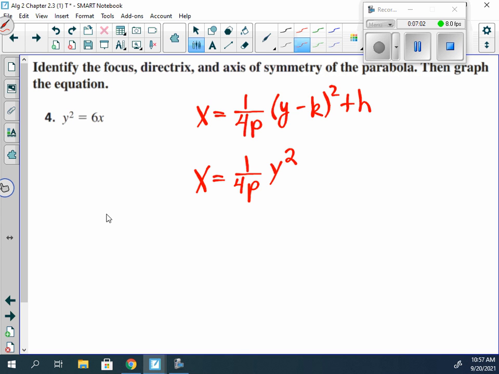Well, as we've seen already, the vertex is still 0, 0. The vertex for this here is 0, 0. So really, we're just looking at x is equal to 1 over 4p y squared. And we can really simplify down to this because h and k are both going to be 0.